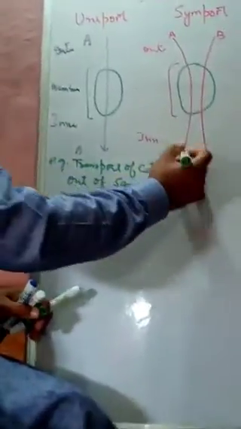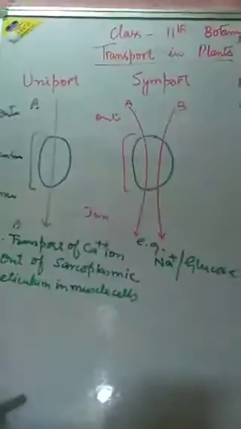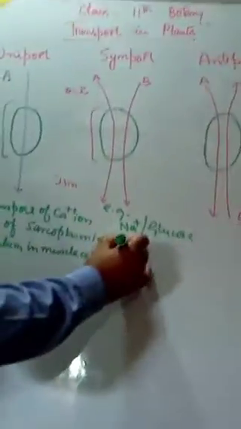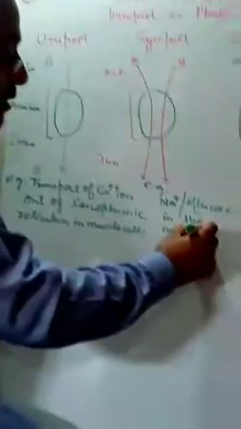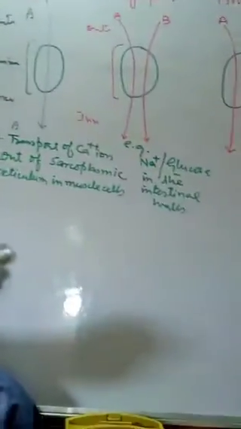And what is the example of symport? Here we will see the transport of sodium ions and glucose. Here two different molecules are transported, and they are transported together in the intestinal wall. This third one happens in the intestine.